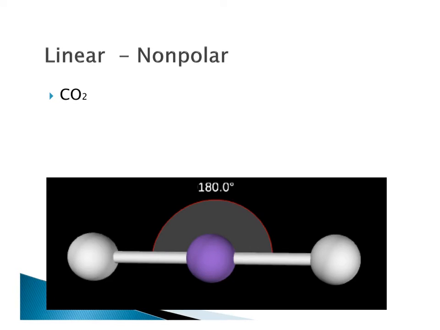So let's take a look at carbon dioxide. Carbon dioxide has a linear shape. That means it has 180 degrees between one side versus the other. When you write carbon dioxide out as a Lewis dot structure, you write it like this. So you can see that the shape is linear.